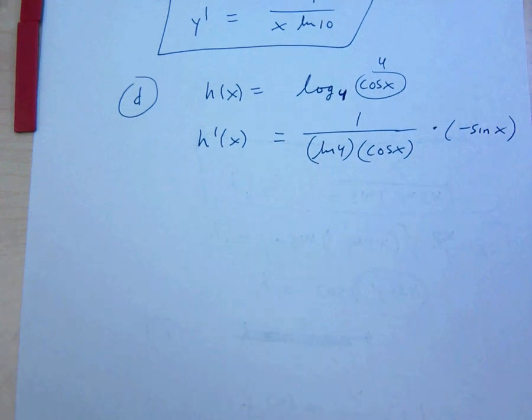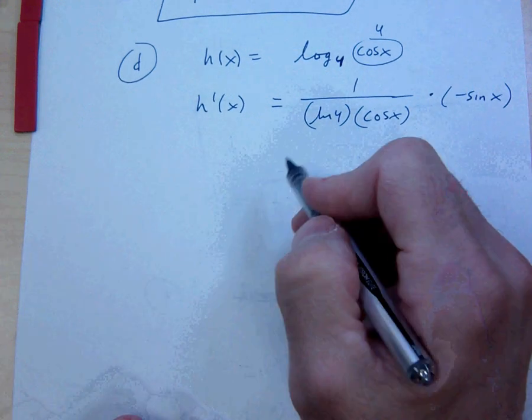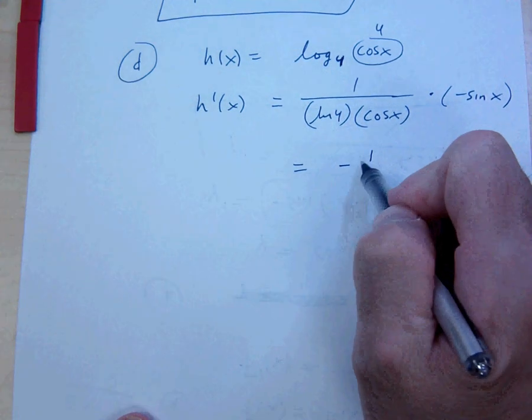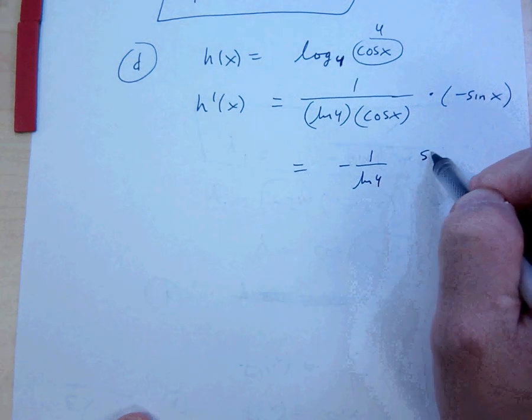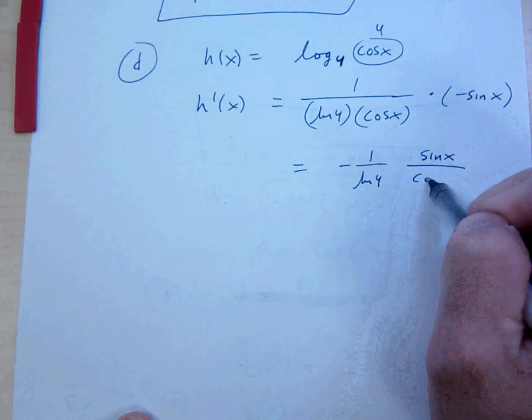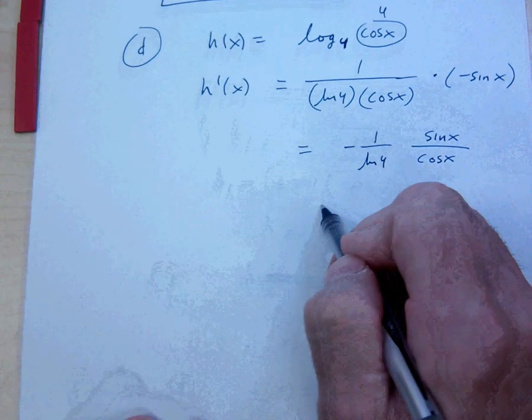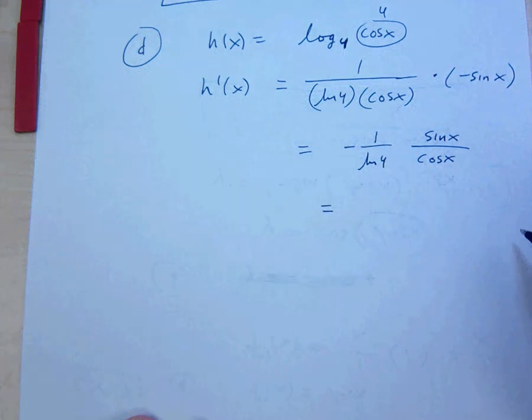Okay, now here's the way I would write this. Ready? Watch this. I'd write it like this. And then what is sine over cosine? Sine over cosine is what? Tangent, right?